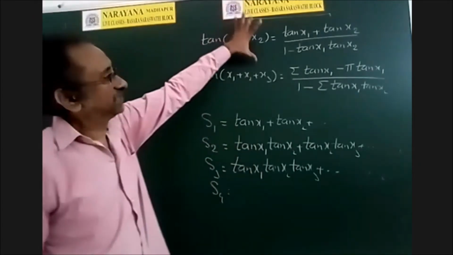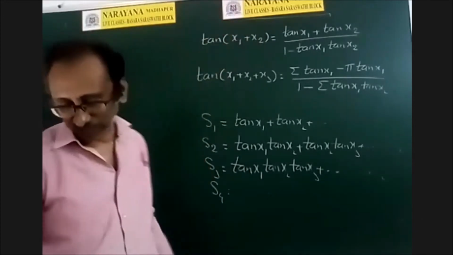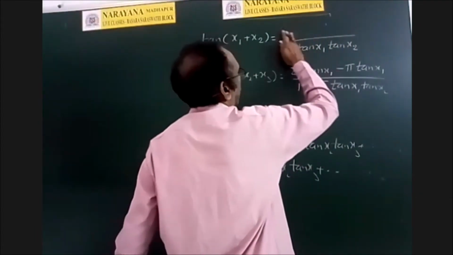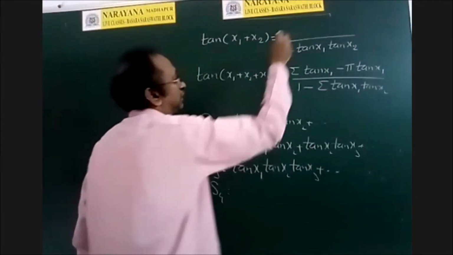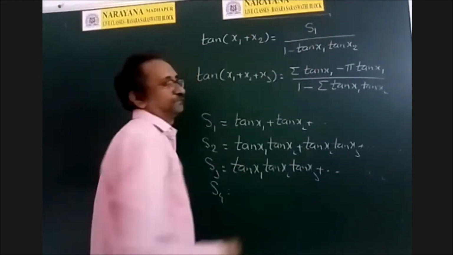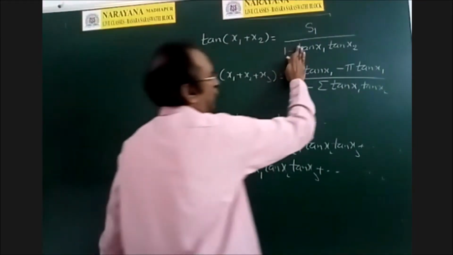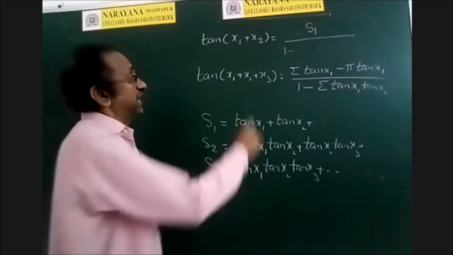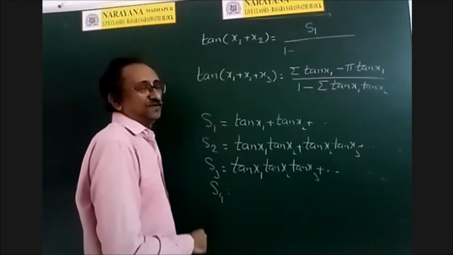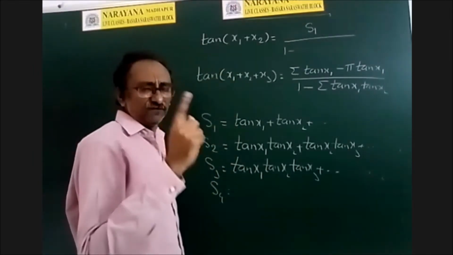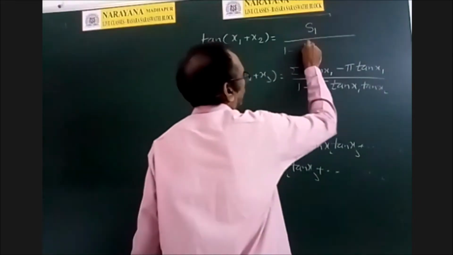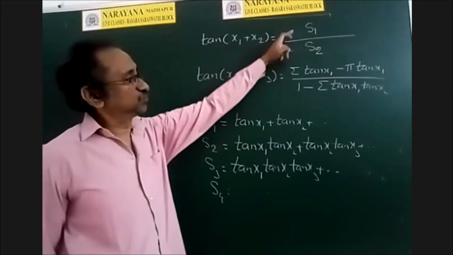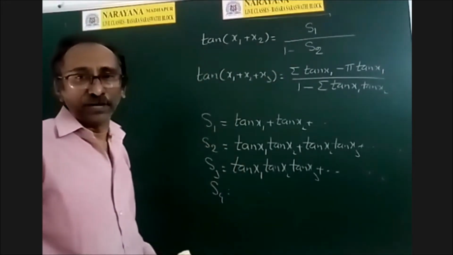And then tan of x1 plus x2 can be written simply like this. Tan x1 plus tan x2 means the sum of tan terms, that is S1, by 1 minus tan x1 tan x2. So what is tan x1 tan x2? The sum of the products taken two at a time. There is only one product, tan x1 tan x2. That is S2. So simply, tan of x1 plus x2 can be written as S1 by 1 minus S2.